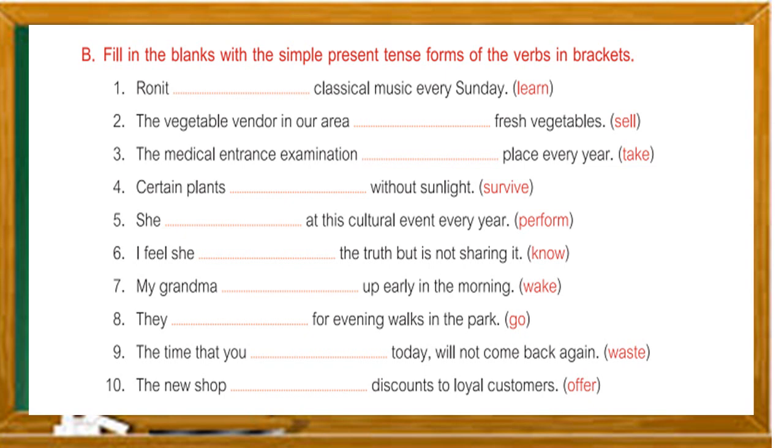Ronit dash classical music every Sunday. So the verb is learn. What is the simple present form of learn? Yes, it is learns. Ronit learns classical music every Sunday. The vegetable vendor in our area sells fresh vegetables.